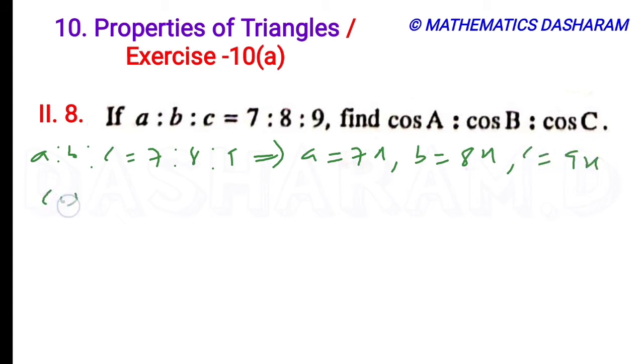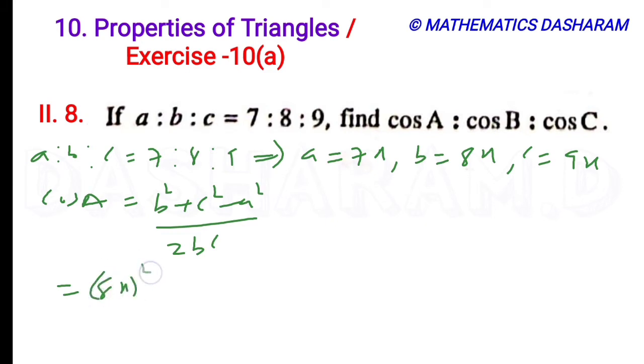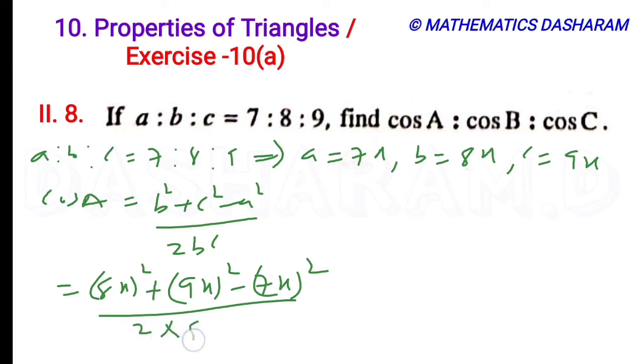So let's find out the cos A value first of all. The cos A formula is (B square plus C square minus A square) divided by 2BC. So substitute the A, B, C values in this. B value is 8x, so (8x) whole square, and C value is 9x, so (9x) whole square, minus A value 7x, (7x) whole square. Divided by 2 into B value 8x and C value 9x.